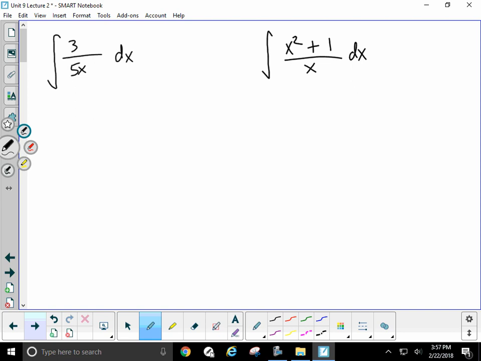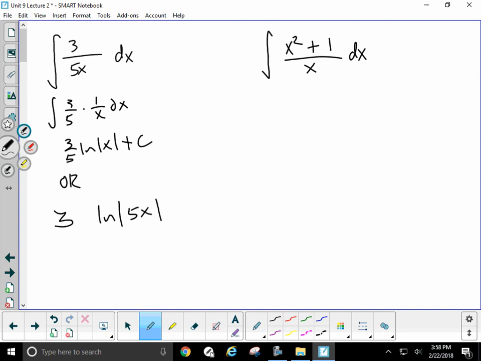So 3 over 5x. There are 2 answers you could provide. You could either say, oh, that's just 3 over 5 times 1 over x, and its antiderivative is 3/5 log absolute x plus c. Okay, that's one answer. Or you could say, all right, I got the 3, I got the log absolute 5x because it's just x to the first power with a coefficient of 5, and multiply that by 1/5. This is also correct.